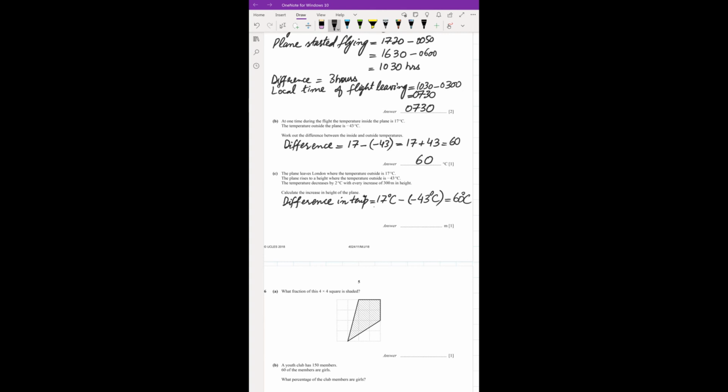Since the temperature decreases 2 degrees with every 300 meters in height, the first thing that we should do is divide this difference by 2, and the answer we get is 30. The temperature would decrease 30 times by 2 degrees centigrade. So now this number, 30, should be multiplied with the height of 300 meters, and the answer we get is 9000 meters.